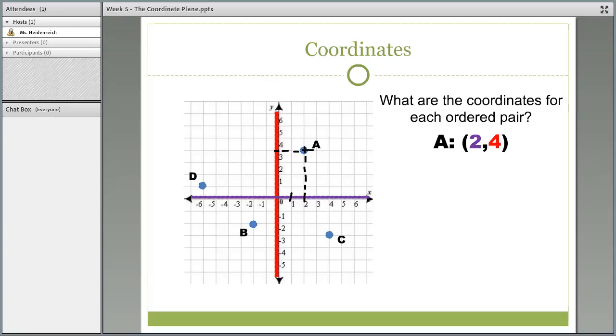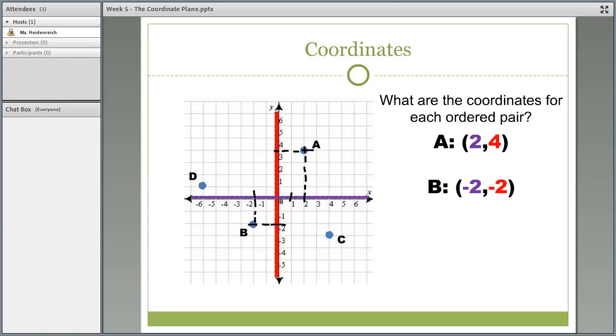So now take a look at B. B is in quadrant 3, and it is looking like it's at -2 on the x-axis, and then it's also at -2 on the y-axis. So that ends up being our point for B, or our ordered pair for B.